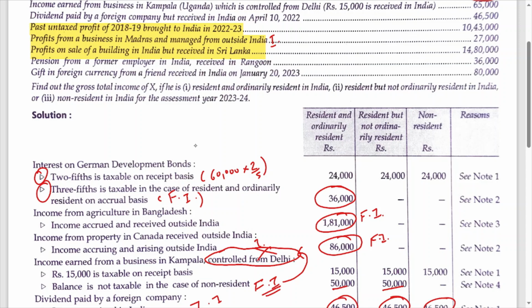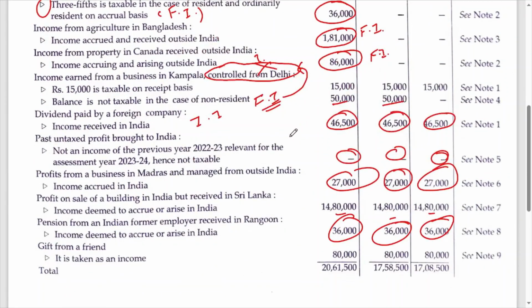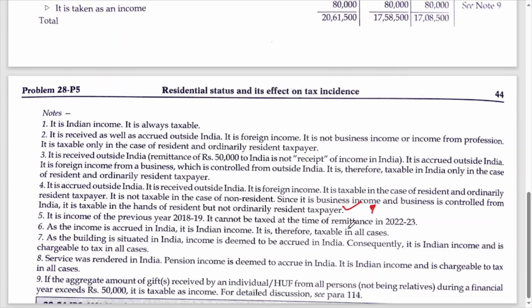Last one, gift in foreign currency from a friend received in India on January 20, 2023, 80,000. So a gift above 50,000 is taxable. If it is less than 50,000, then it is not taxable at all. We will not consider it as income. But here it is a gift from a friend, it is not from a relative. So it is taken as an income as it is received in India and it is an Indian income. So 80,000 is taxable in all the categories.